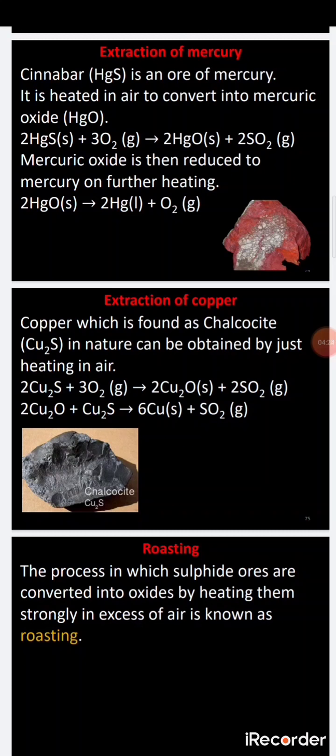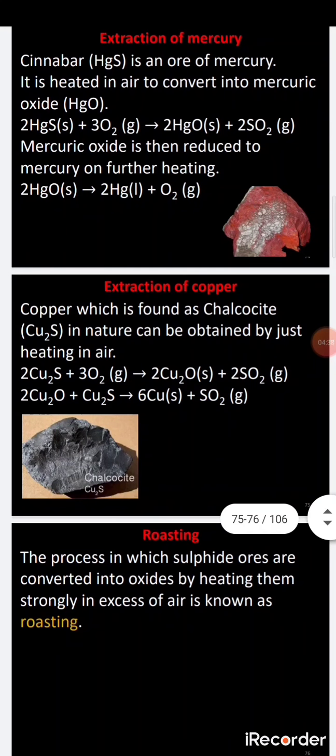They take the mercuric sulfide and heat it in the presence of air, that is oxygen, and it is converted into mercuric oxide. This mercuric oxide is then reduced to mercury on further heating. The equation is 2HgO, mercuric oxide, reduced to mercury, and oxygen gas is liberated. This is the extraction of mercury by the sulfide ore method.